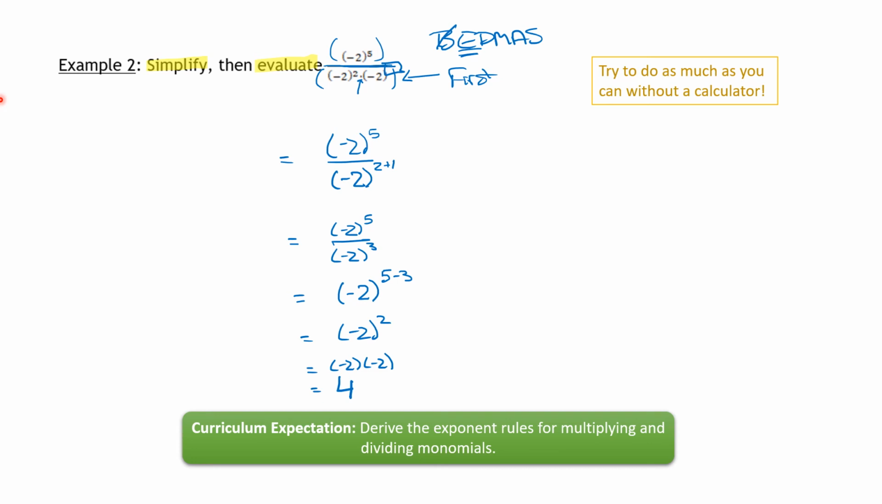So I'm just going to show you, this is the first time I'm showing you this. All teachers in every course in high school and elementary school have expectations they must meet. So in order for you to get a grade 9 academic credit, I have a whole bunch of curriculum expectations for you to meet. And one of them is that you have to derive the exponent rules for multiplying and dividing. Derive, that means you have to come up with it. We have to come up with it ourselves. I can't just tell you, here's the power law.